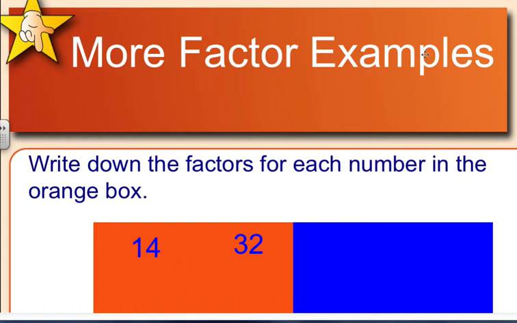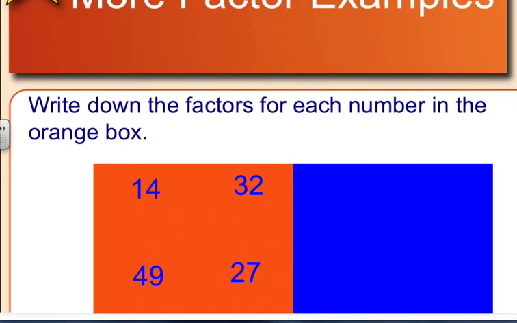Here are some more factor examples. Now in your notebook, write down the factors for each number in the orange box. So you're going to write down 14 and 32, 49 and 27. And I want you to pause it right now and list all the factors for 14, all the factors for 32, all the factors for 49, and for 27. And when you found them, I want you to play this.